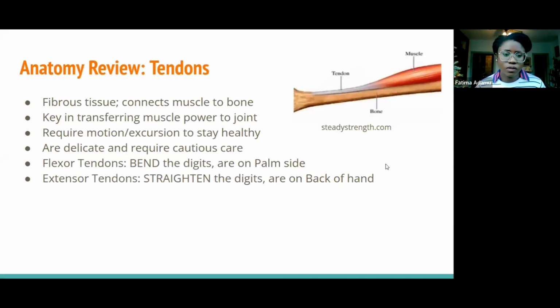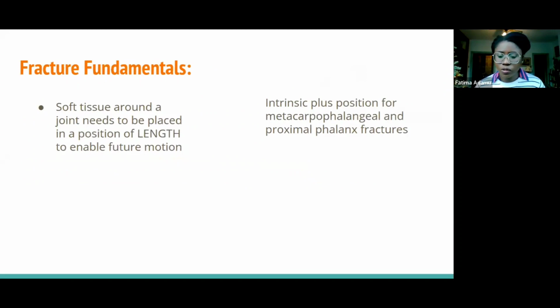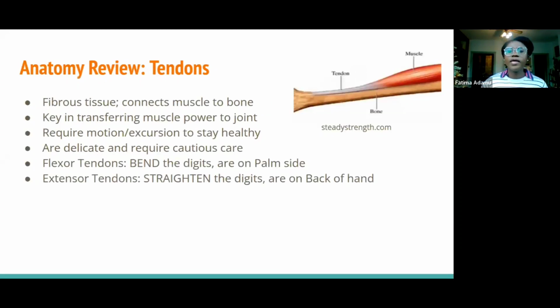There we go. Let me make sure I don't miss anything. Good. Okay. Tendons.